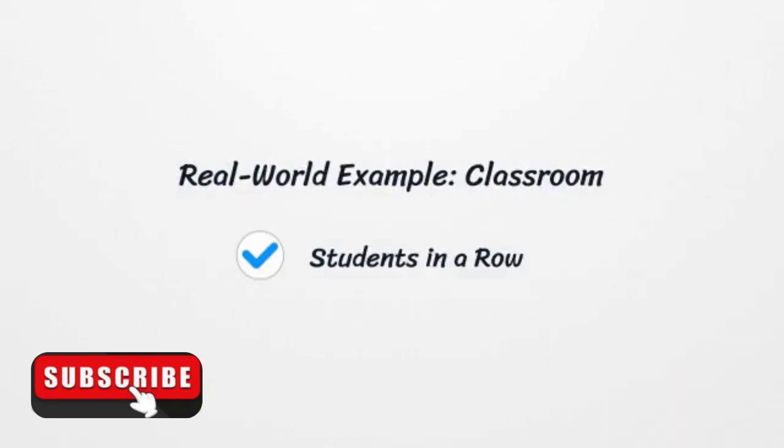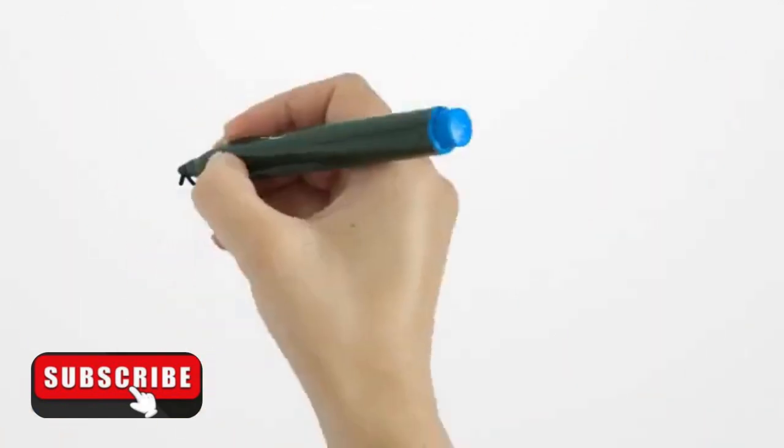Think of students sitting in a row in class. Each student is like a box in our array, and their spot helps teachers find them quickly. Or, imagine books neatly arranged on a shelf. Each book has its own spot, making it easy to pull out the one you want.